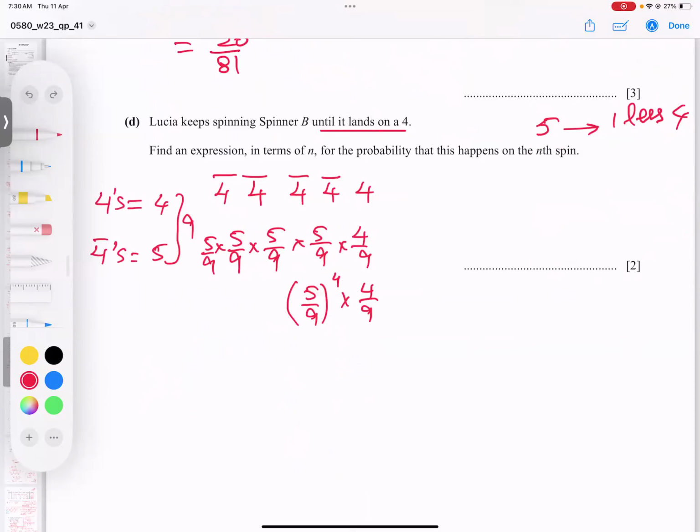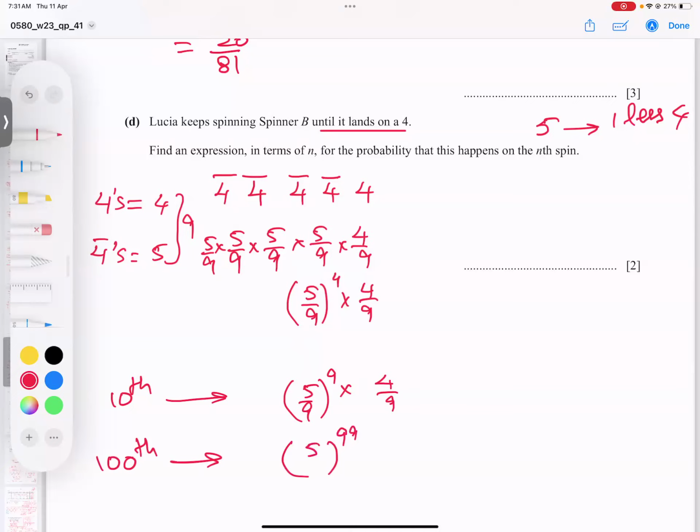Same story, if I talk about it happening on the 10th attempt, imagine the 10th attempt it happens. So nine times it is not 4, so 5 out of 9, and then 4 out of 9. So this is called the 10th attempt. If you talk about 100 attempts, students, 100 attempts, so 99 times not 4, and the last time is a 4. I think you got my point.